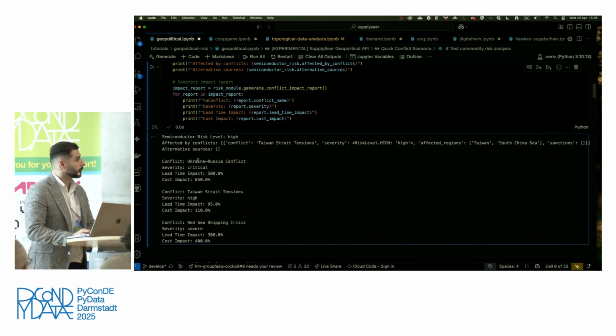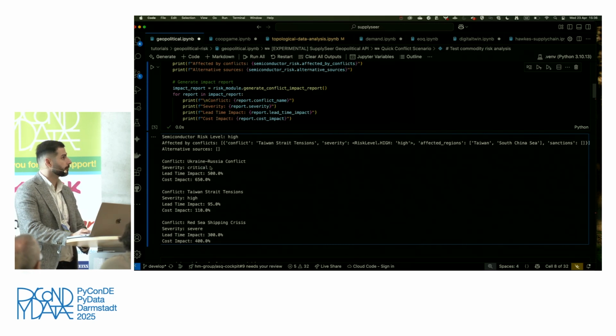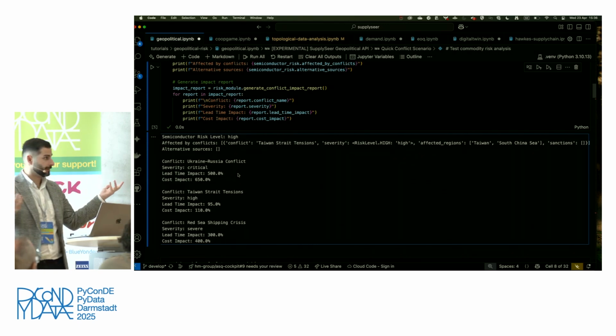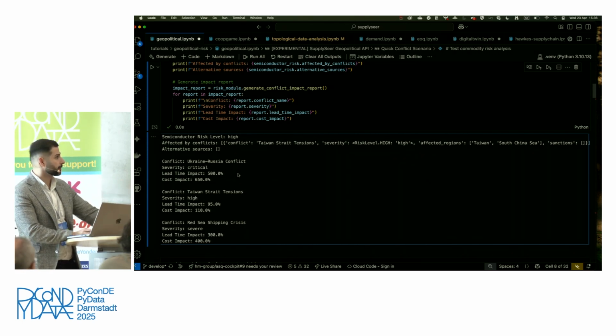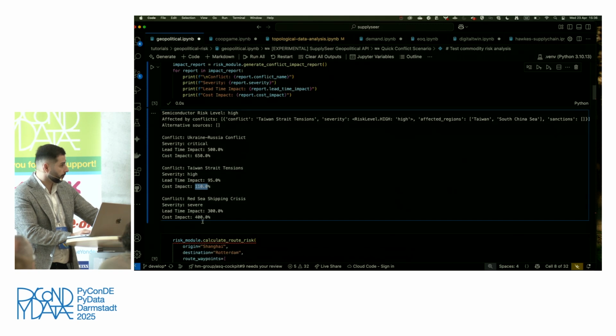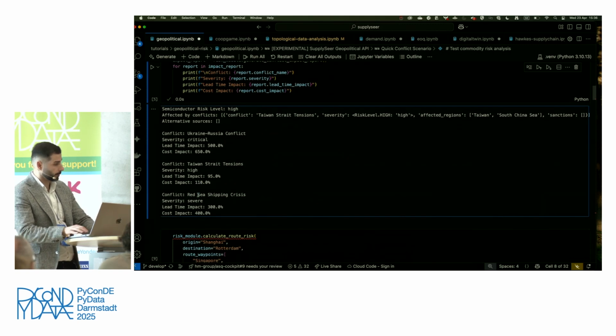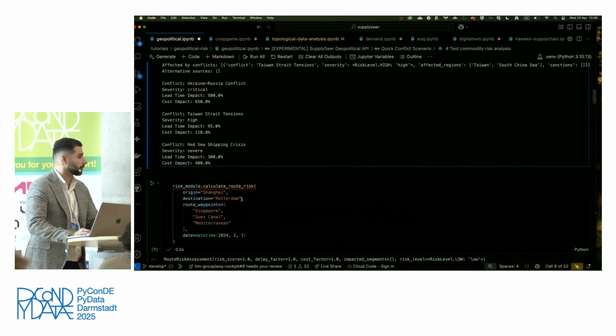Now the conflict, Ukraine-Russia, severity is critical. Lead time impact 5 times. So if you expected to receive something in 10 days, expect 50 days. The cost impact it will bear on some cost you have is about 7 times. Conflict, Taiwan Strait tensions, severity high, impact on lead time is 95%, cost impact 110%. And the same thing for the shipping crisis, Red Sea shipping crisis.